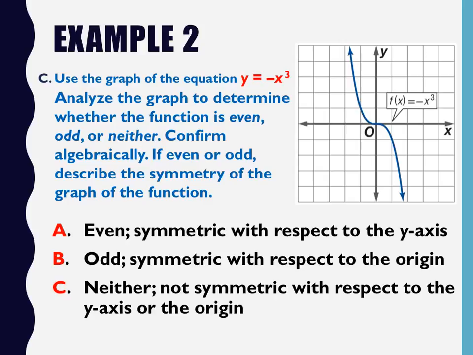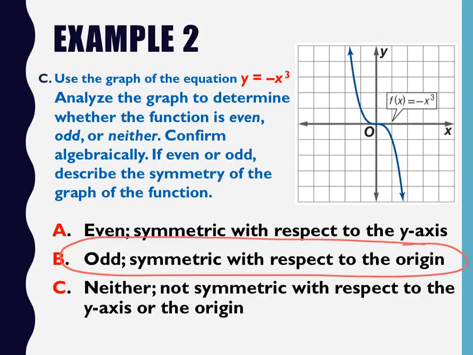Let's take a look at our last example today. It's a multiple choice question. Is it even, odd, or neither? Well, here we have a function y equals negative x cubed. So let's test whether it's even, odd, or neither. An odd function, which in this case would be symmetric with respect to the origin.